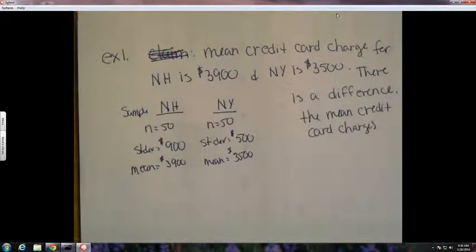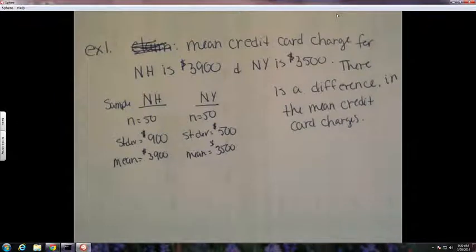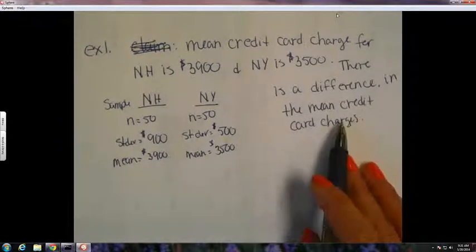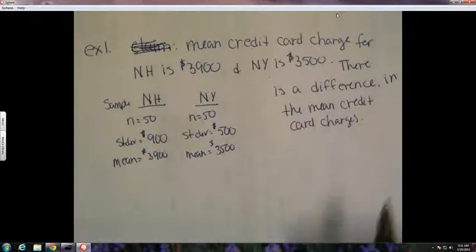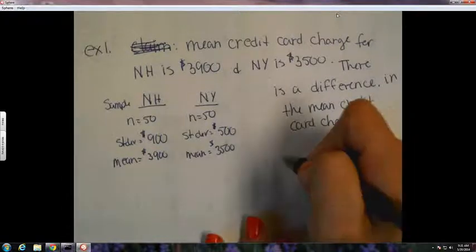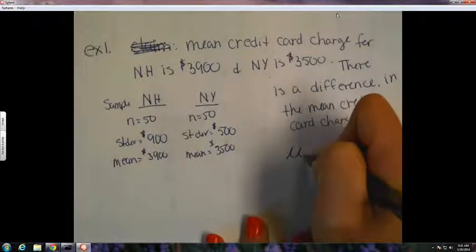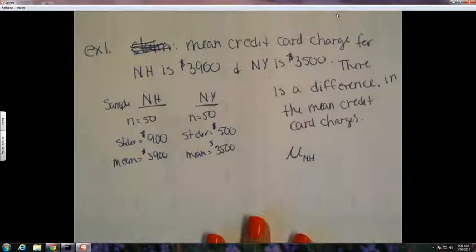Okay. These are slightly more challenging when it comes to the claim, because you've got to write it as a difference. Well, if they're saying there is a difference in the mean credit card charges, how do you write that? What does that mean to you to say that there is a difference? How do you compare them with a math symbol? Are they indicating which one's bigger or smaller? They're not really saying which one's bigger or smaller, so how do you indicate that there is a difference? The mean of New Hampshire, how does it compare to the mean of New York if they're saying there is a difference? And they're not telling you which one's bigger or smaller.